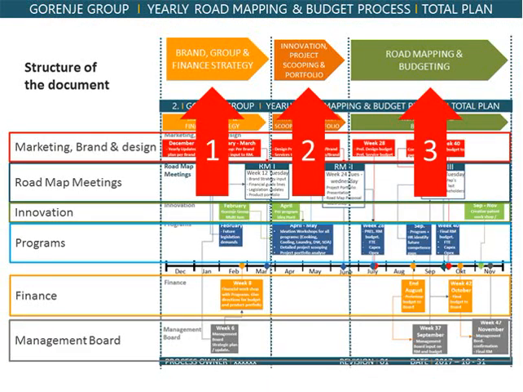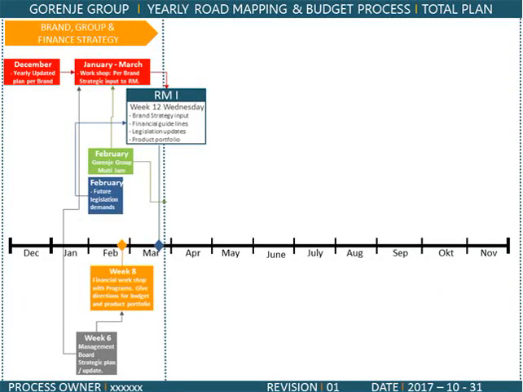We will now go more in detail and explain the 3 different vertical areas, from 1 to 3. The first area, brand, group and finance strategy, is about giving the right strategic input and directions into the yearly road mapping work. This work ends up in the first yearly road mapping meeting, RM1, that is held yearly in week 12 on Wednesday.